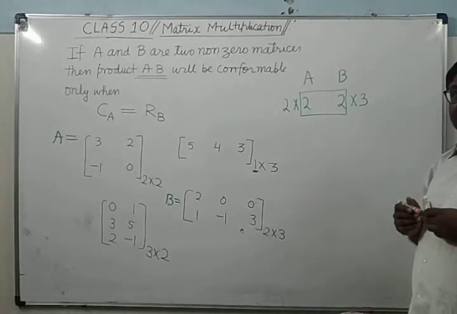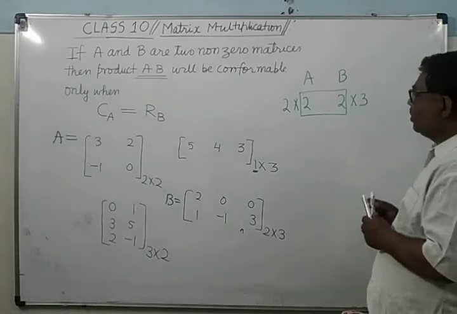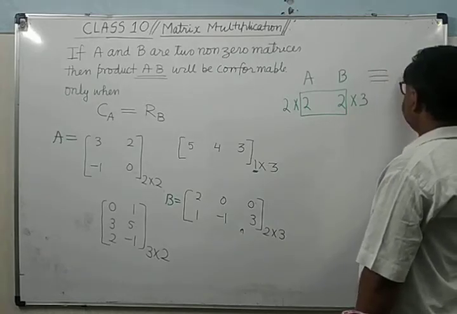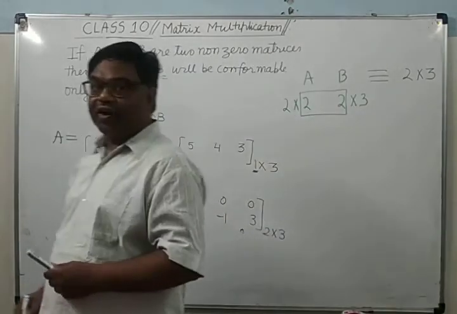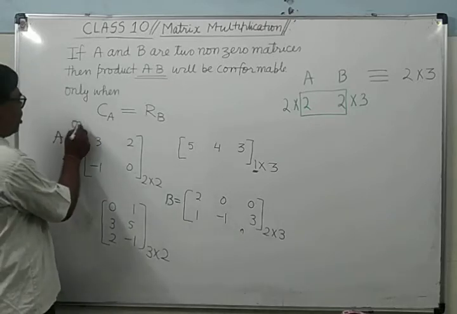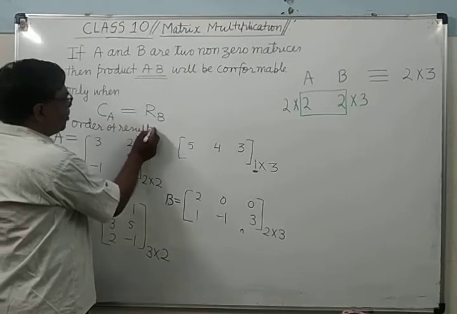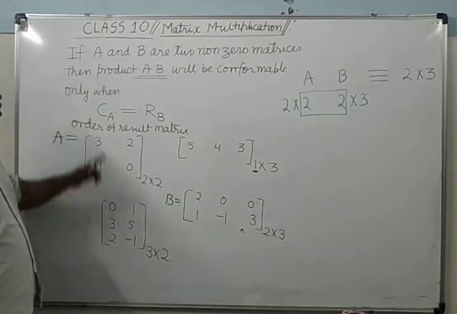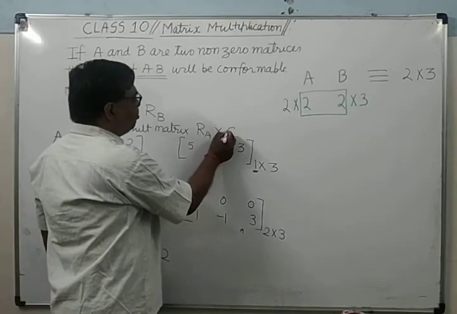What will be the result matrix? The result matrix will have what order? The result matrix will have the order 2 cross 3. Means if the product is possible, then the order of the result matrix will be equal to rows in A cross columns in B.